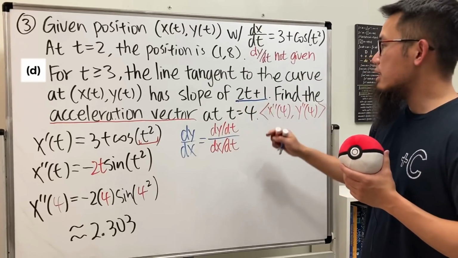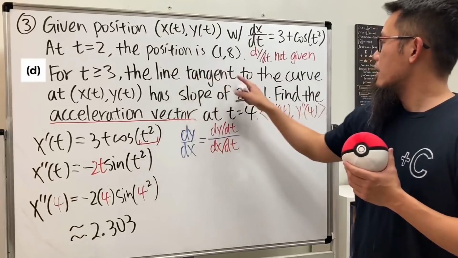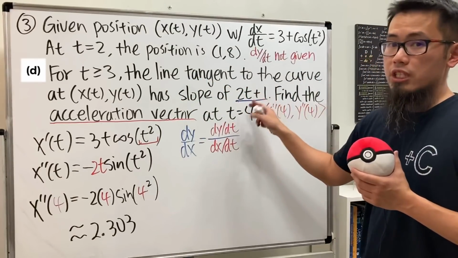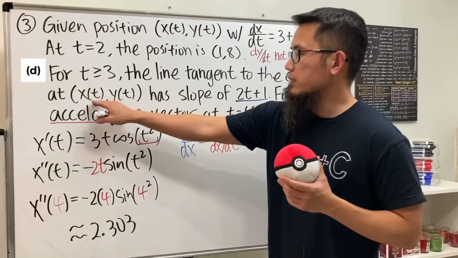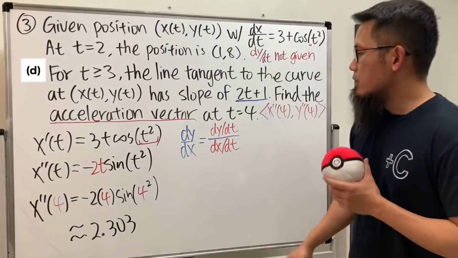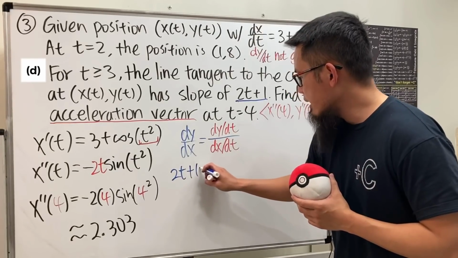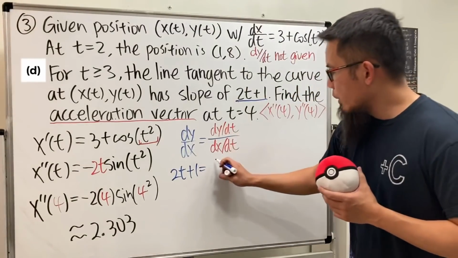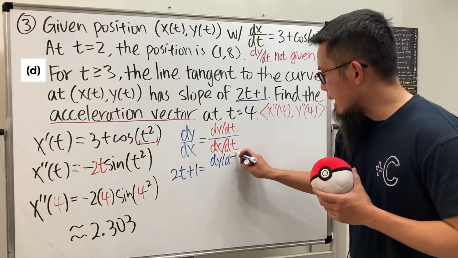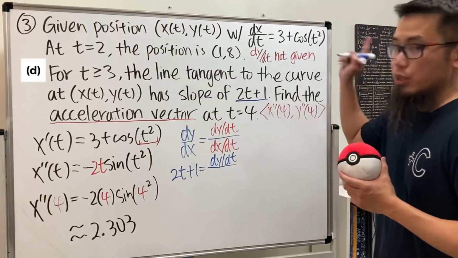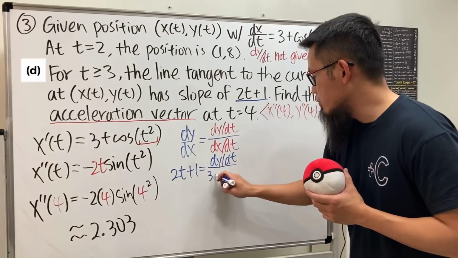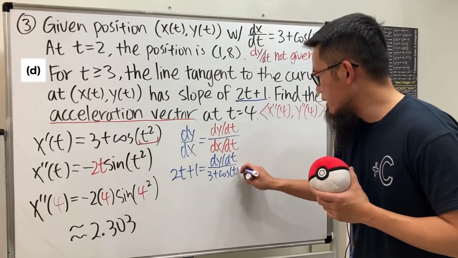Why? Because it says so. Tangent line, right? And it has the slope 2t plus 1, right? And this is just at some t. So we know that this right here is 2t plus 1, and that's going to be equal to dy/dt, which we still don't know yet, but we do know dx/dt is just equal to that. So it's just going to be 3 plus cosine of t squared.